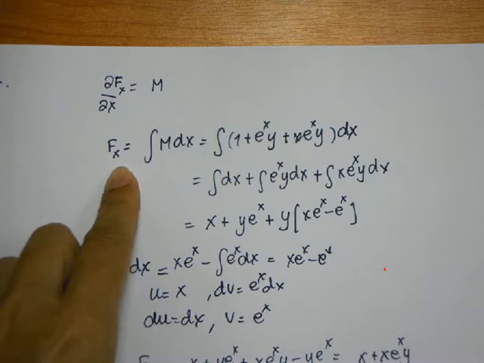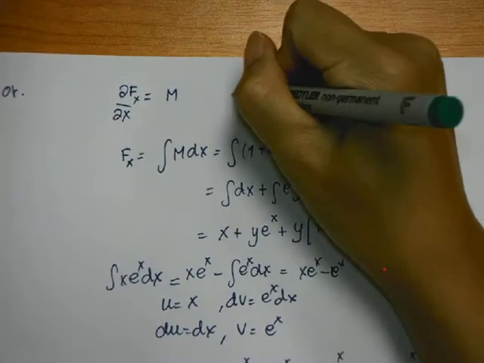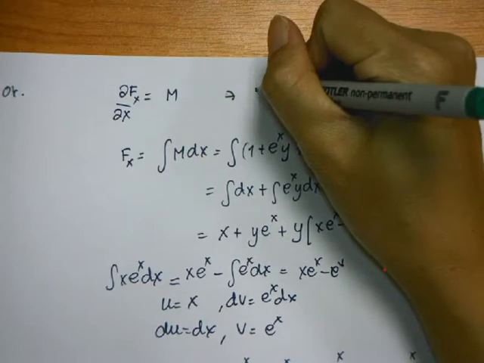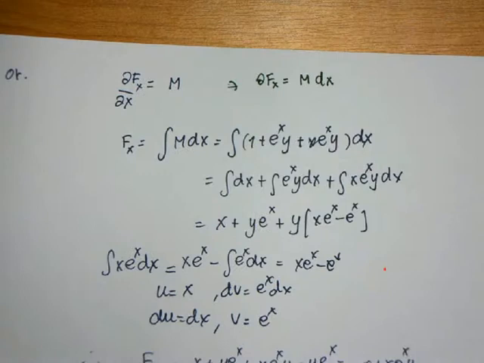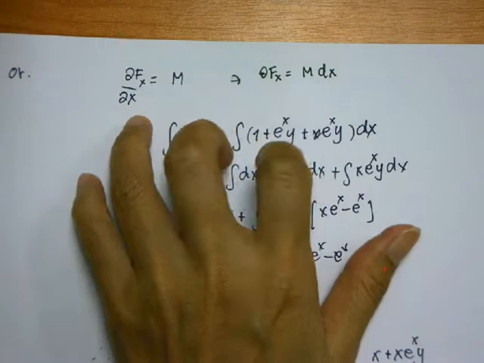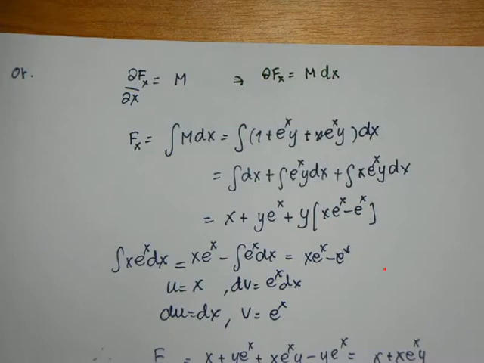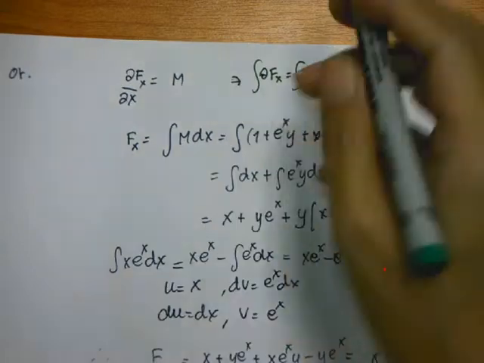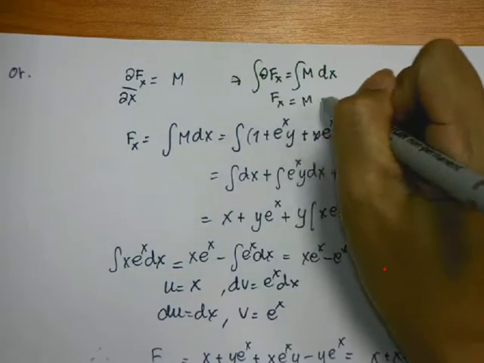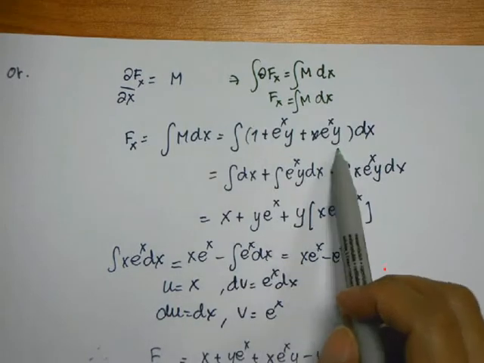And then to find this fx, I do it this way. The reason why I change from the curve to dx is because I am going to integrate with respect to x. After I do the integral like this, I would get fx equal to the integral of m dx, like this. And then I put m in there.